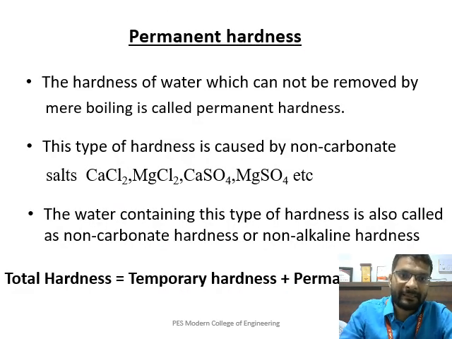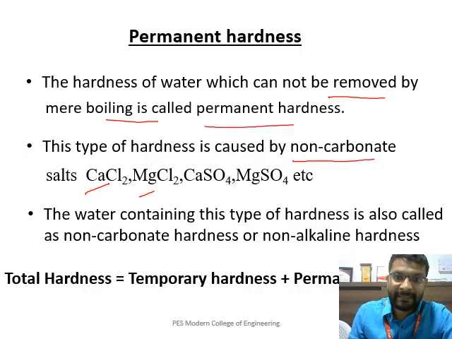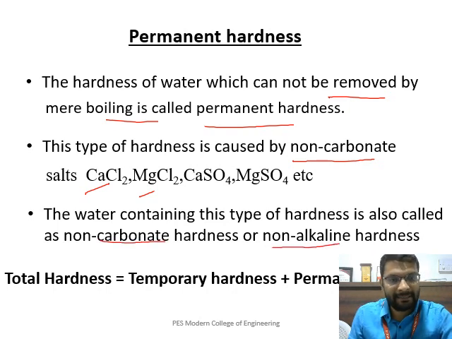Permanent hardness is due to non-carbonate hardness. Here calcium and magnesium are present without carbonate or bicarbonate, so it is also called non-carbonate hardness. Non-carbonate hardness cannot be removed by simple boiling, and is called permanent hardness. Water containing this type of hardness is also called non-alkaline hardness. The total hardness of a water sample is temporary hardness plus permanent hardness.